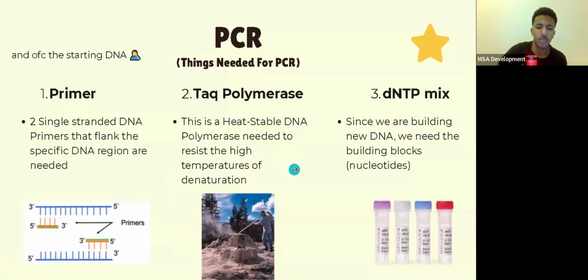There are a couple of things which are needed for PCR to actually start. The first thing is the DNA which you're trying to copy. The second one is primers. And don't worry about the details. I don't think they're going to ask you, but read them on your own. And then we have Taq polymerase, which is the heat-resistant DNA polymerase. And finally, we have the dNTP mix, which is the building blocks, the A, the G, the C, the T.